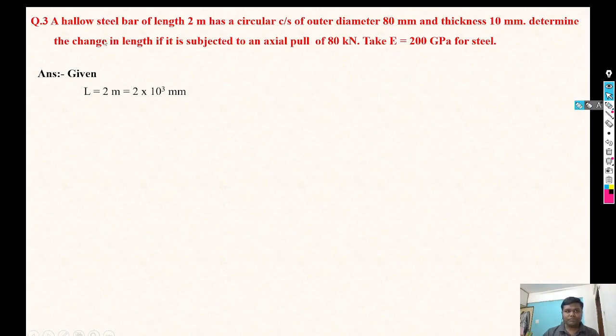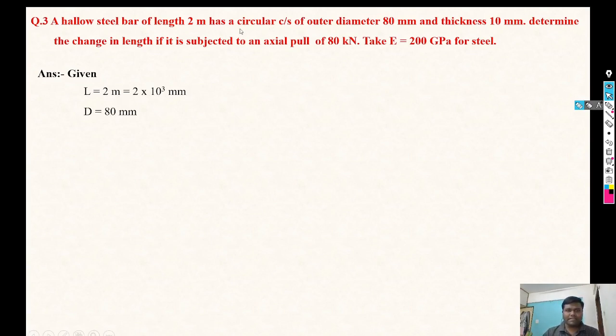Now here some changes are there. See, hollow steel bar of length 2 meter. Circular cross section is given and the length is 2 meter, but in the formula we require the length in mm, so just convert that length to mm. So here 1 meter is equal to 10 to the power 3 mm, so L is 2 into 10 to the power 3 mm for the requirement of the formula.